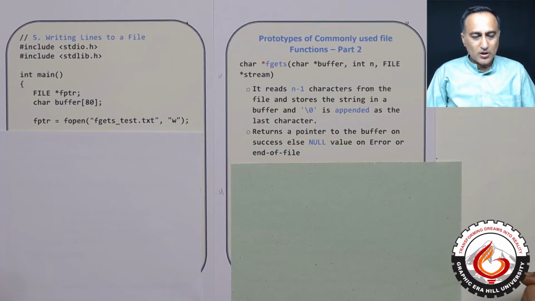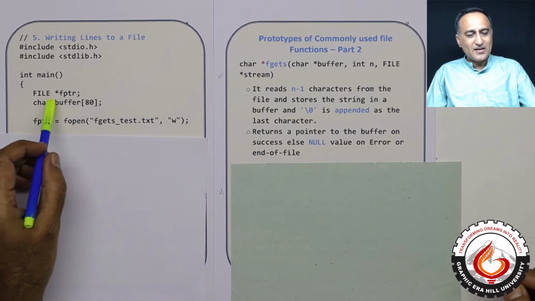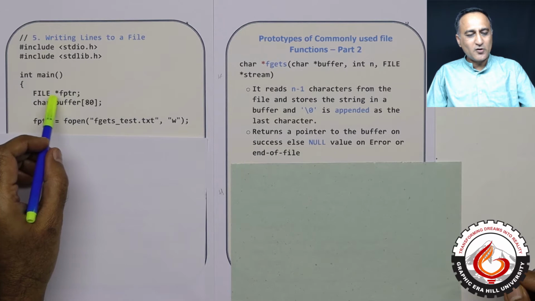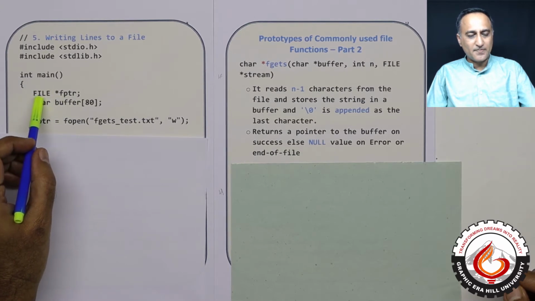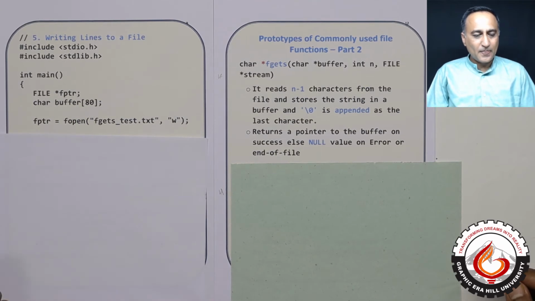We shall talk about how you can write a complete line of data or multiple lines of data using the function called fgets. fgets is a function whose prototype is declared in stdio.h. Again, I'll declare *fptr as a pointer to a file type of structure. I have defined an array of characters of width 80.